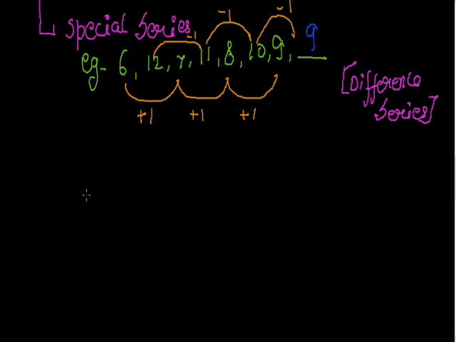Let us take one more example. Series is 0, 5, 22, 57, 116. Then find the next number.